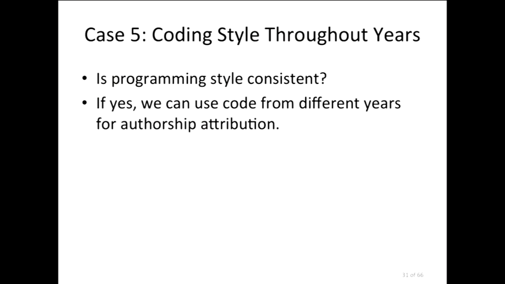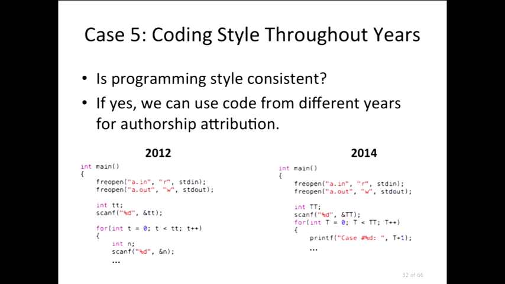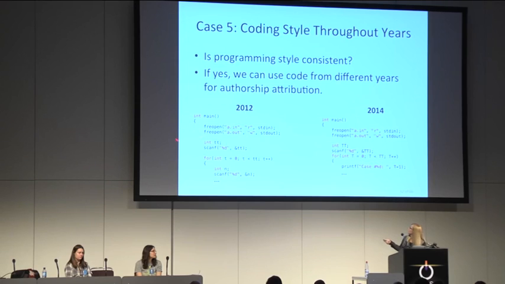We also wanted to see if programming style is consistent throughout years, because if yes, when we are constructing our data sets, we can mix and match from different years. And we found the contestants that were both in 2012 and 2014. And here is an example, and this is a random example of their code. The same person in 2012 and 2014, the layout features look extremely similar. The structure is very similar, the for comes at the same depth, and we see the lexical features, such as the variable name TT is very similar, except that in 2014 they decided to capitalize the TT.